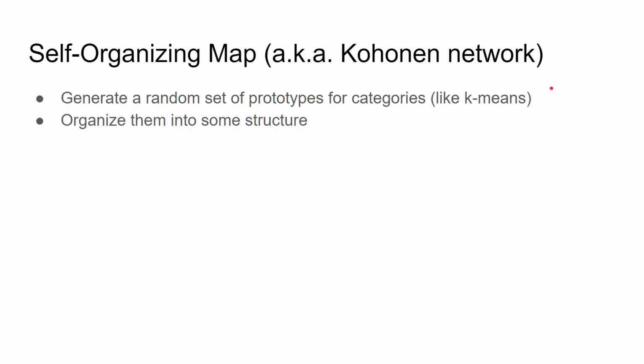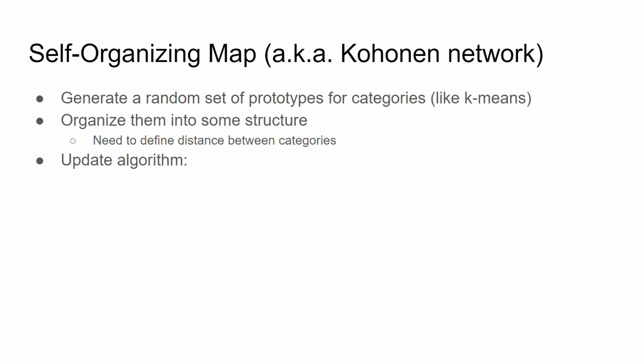We're going to define some structure for those categories. Are these categories organized on a line? Are they in a grid? Are they a three-dimensional grid? Are they some triangular structure? Whatever structure I want. And that structure is saying, if I have one particular category, which other categories is it similar to? We only have the structure in order to allow us to define some distance between these categories.